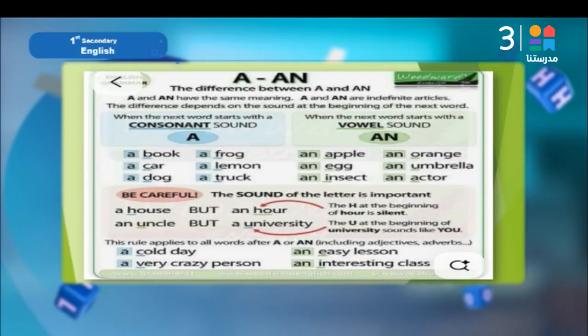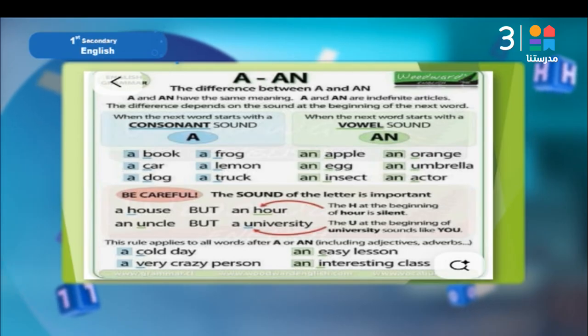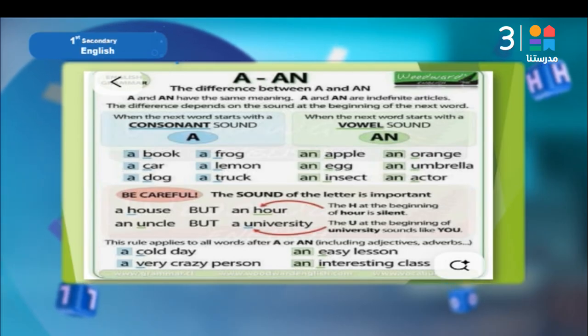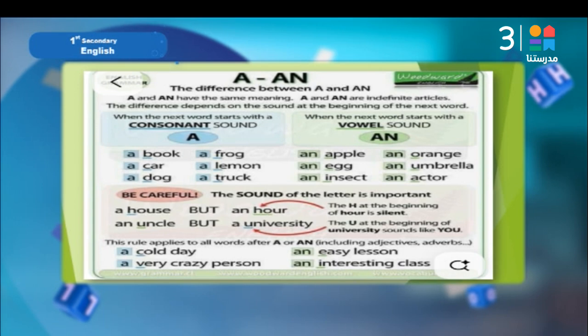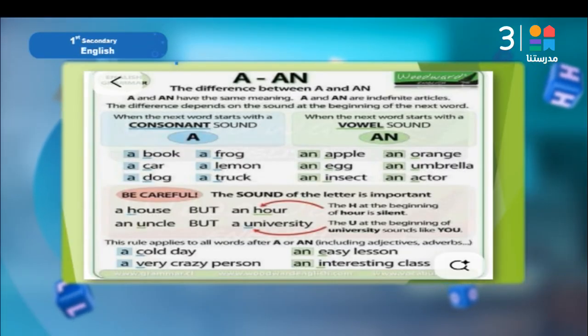Be careful, the sound of the letter is important. Why? For example, hour. Hour here starts with the letter H, and the letter H is a consonant. But when I pronounce the word, do I pronounce the H like "h"? No, the H here is silent, so it is not pronounced. So the sound at the beginning of the word is "hour". This is a vowel sound, so I put "an hour".